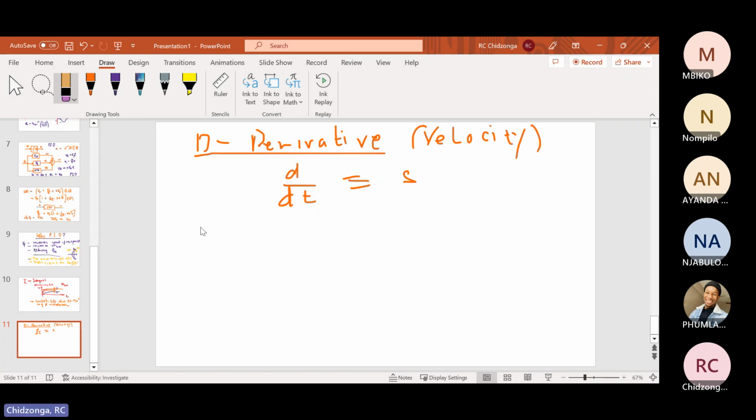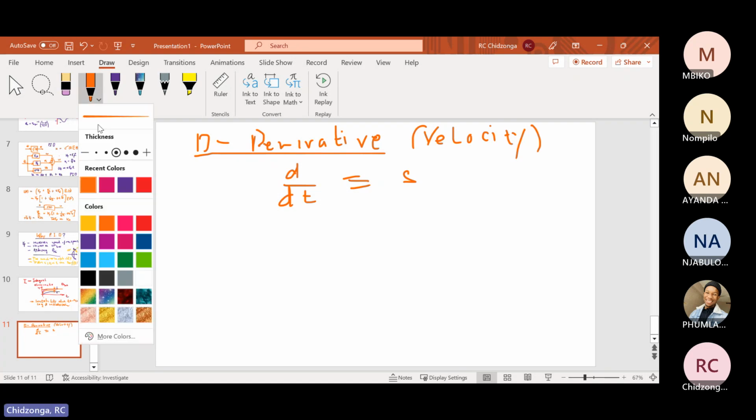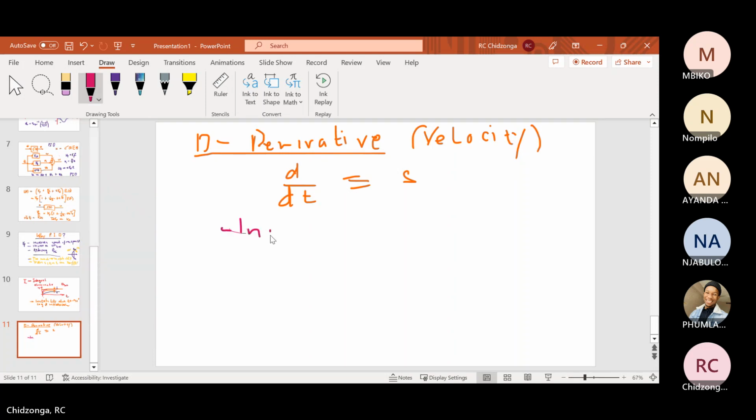The main benefit of velocity feedback is that it increases system damping. That is the main benefit of velocity feedback.